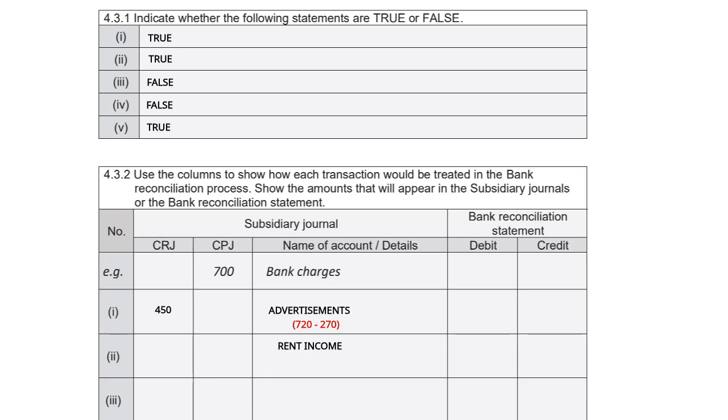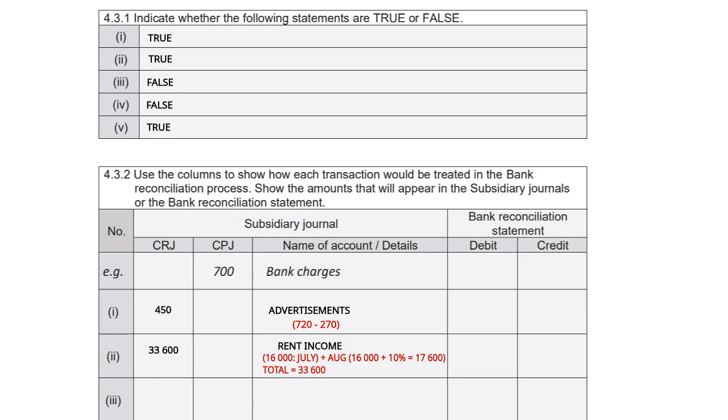It's going to involve a calculation. July is 16,000, but August is 16,000 plus an additional 10%. So the rental for August is 17,600. So the total rental income to be received is 33,600 Rand. So we are going to record 33,600 Rand in our CRJ because rent income goes to our CRJ.